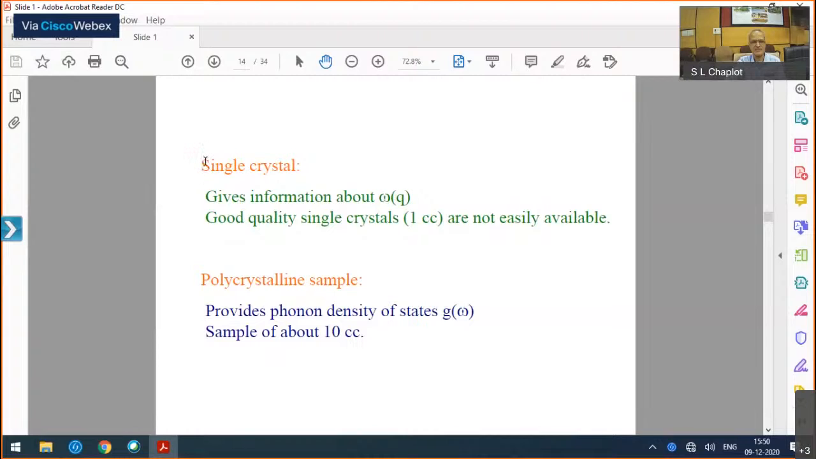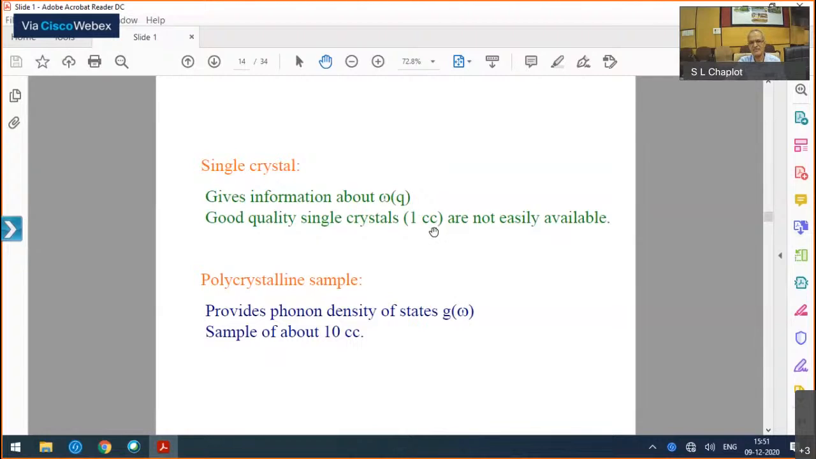Experiments for phonons can be done in two different ways, using single crystals or using polycrystalline samples. Single crystals can give you detailed information about the dispersion curve, that means the frequency of each and every phonon as a function of wave vector. These are a large number of phonons. But because you have to define a vector inside a solid, inside a lattice, you need a single crystal. And typically fairly large crystals are required, which are not easily available. So these experiments are then limited.